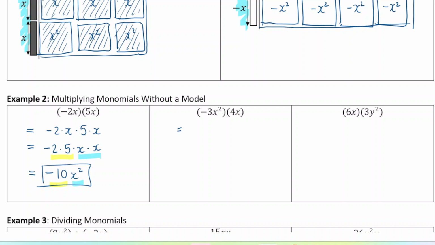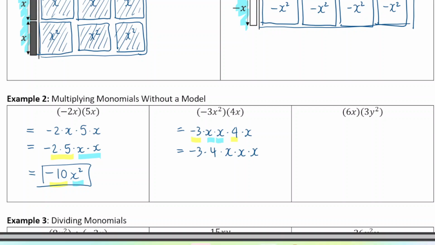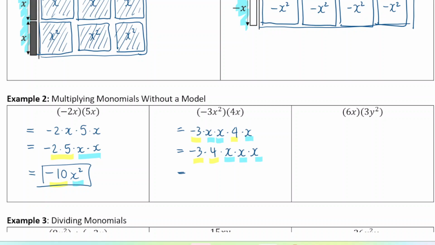Let's do that again here. We're going to write this all out as separate multiplication. We have x times x for the x squared, 4, and then another x. Okay, let's rearrange it. Okay, so we've got these two numbers multiplied with these variables. And I just changed the order because multiplication can be done in any order you like. So the numbers being multiplied together is going to give us negative 12. And then there are 3 x's, so it'd be x cubed.